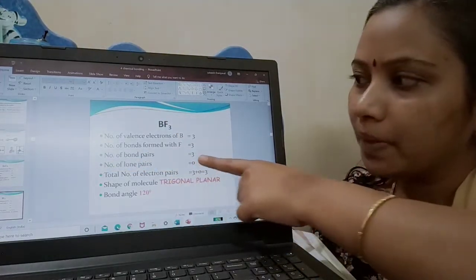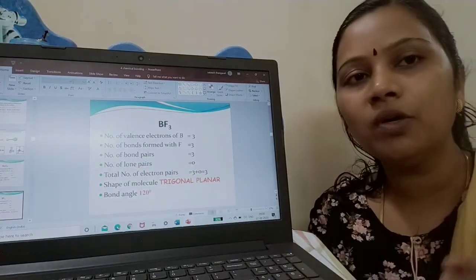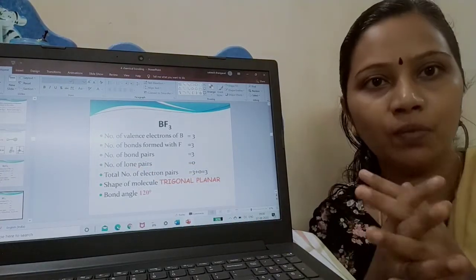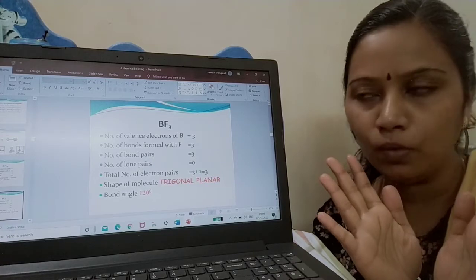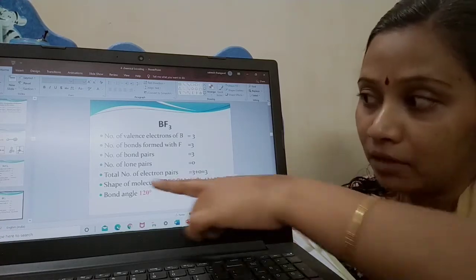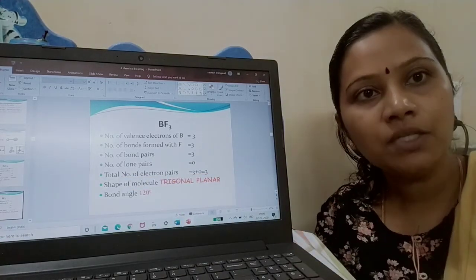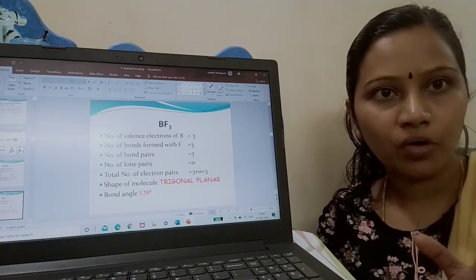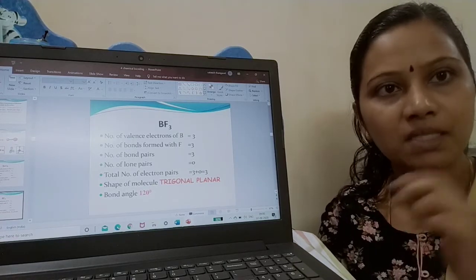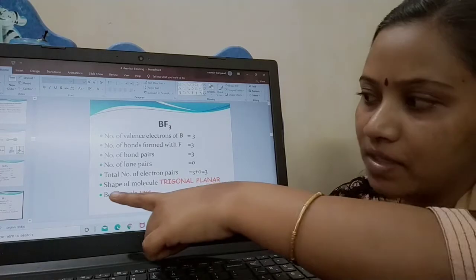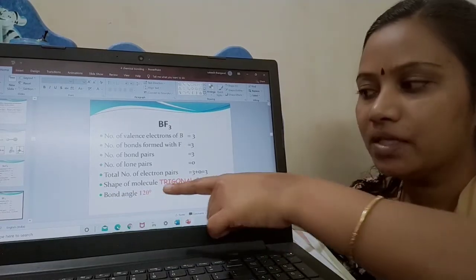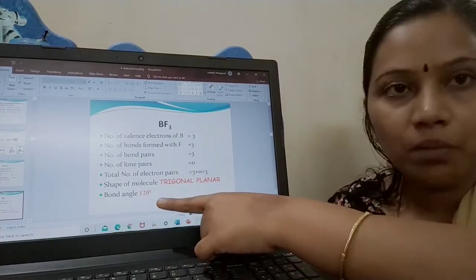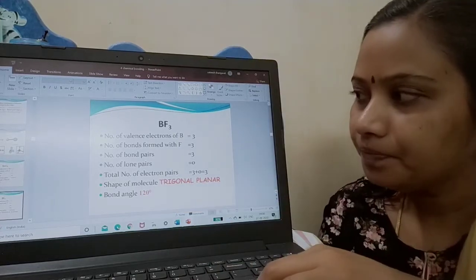So the number of bond pairs is 3, and the number of lone pairs is 0, because all the 3 hands are involved in pairing with the 3 atoms of fluorine. There is no lone pair here. How will you calculate the total number of electron pairs? Total number of electron pairs is equal to number of bonded pairs plus number of lone pairs. So 3 plus 0 is equal to 3. So what is the shape of the molecule? It is trigonal planar, for which the bond angle is 120 degrees.